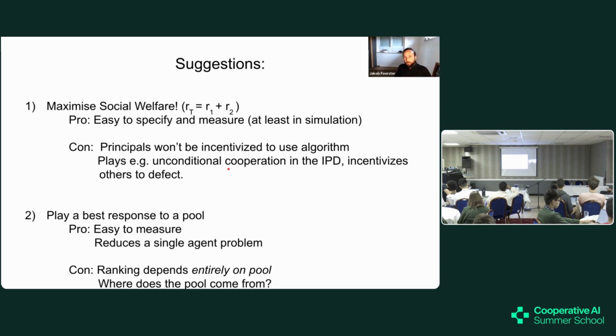Why don't we just play best response to a pool? What we said earlier, there's some type of agents out there, and we're going to play best response. What I mean by that is we're going to maximize the expected reward when we match with these agents randomly one at a time. And it's good, again, because it's easy to measure, because I can just measure the expected reward. And it also reduces the single agent problem because now I'm just maximizing one policy, the rest of the world is static.